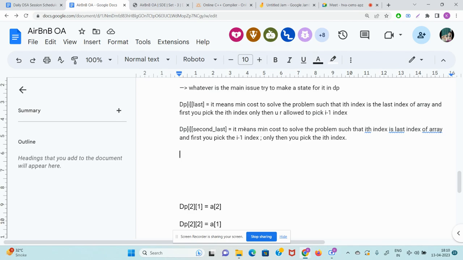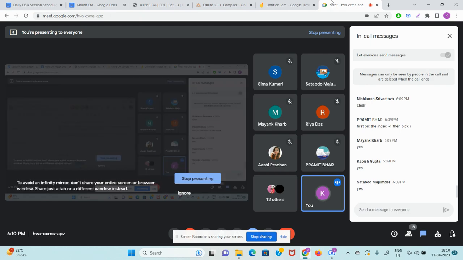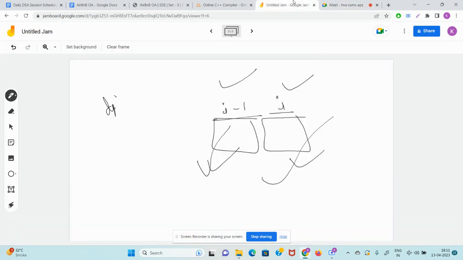So DP of I of second last, what is this? It means the minimum cost to solve the problem such that the ith index is the last index of the array. First you pick the I minus 1 index, only then you pick the ith index. Okay. So guys, is the meaning of DP of I last and DP of I second last clear? Everyone start writing yes in the chat. Yeah. Good, good, good.